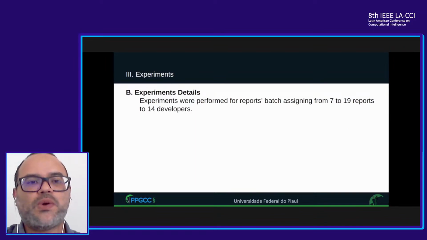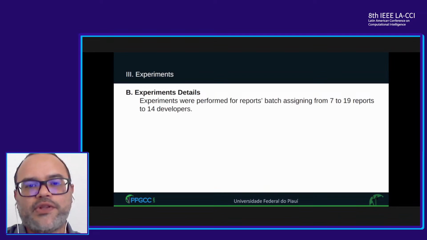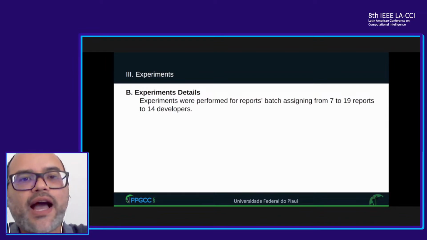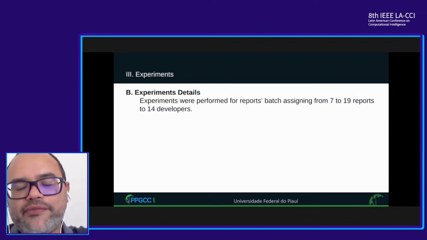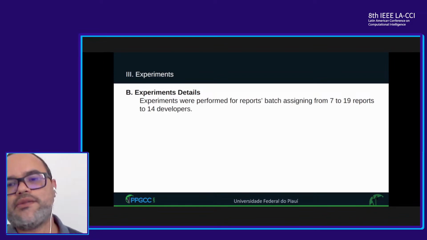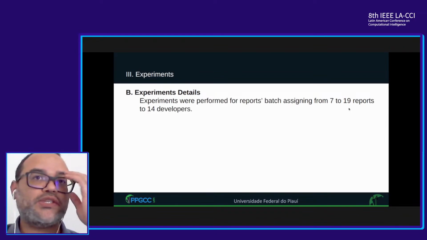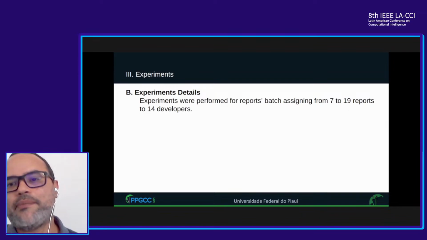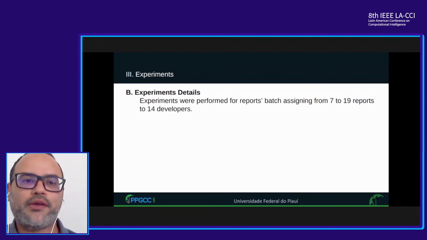Experiment details. Experiments were performed for the reporters batch, assigning from 7 to 19 reporters to 13 developers. These values are because we have this number of developers' activity in the time we had to simulate, and this number of reporters because it was the number of reporters we have in one day. The mean values are 7 to 19. So that's why we use these values.